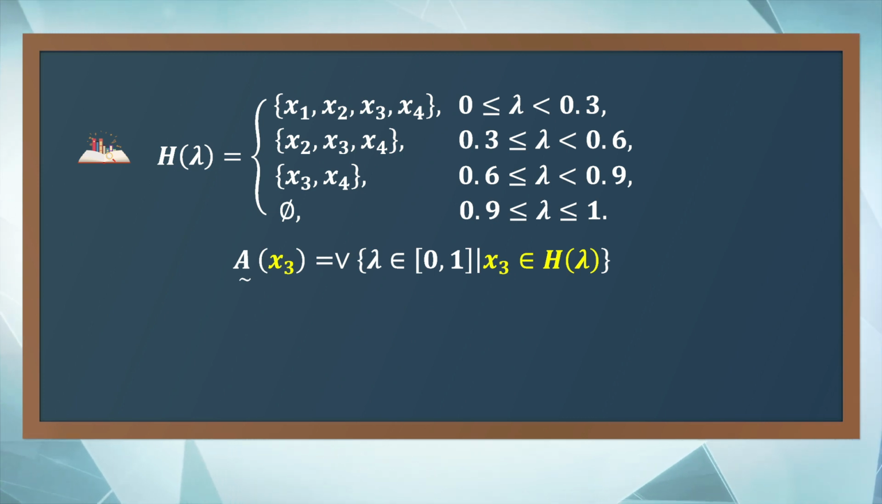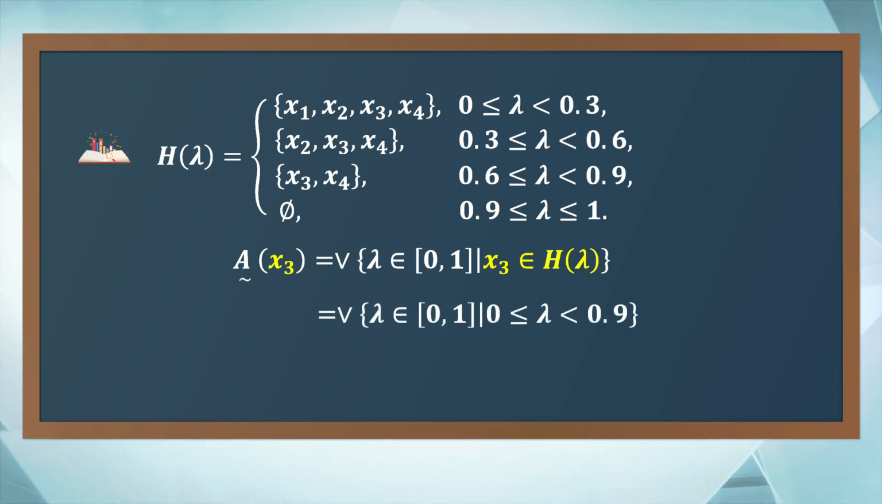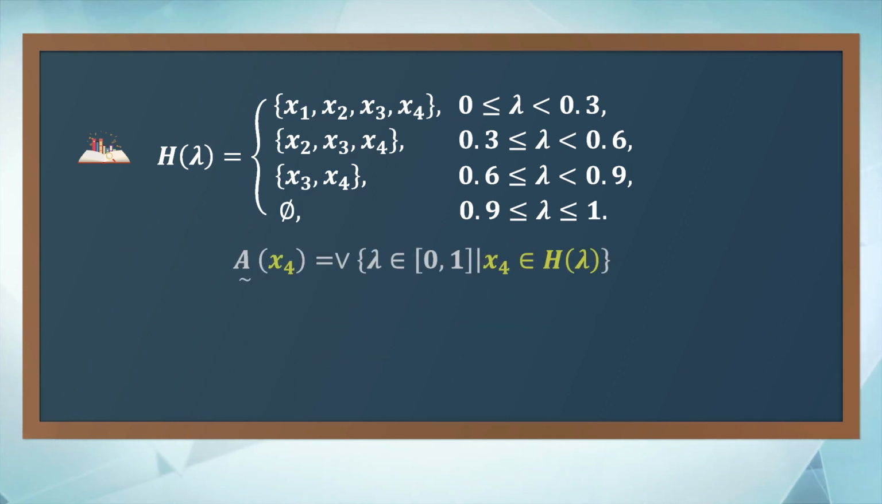The degree of membership of x3 in A is the supremum of lambda such that x3 is in h of lambda. Element x3 is in h of lambda if lambda is less than 0.9. But x3 is not in h of lambda if lambda is greater than or equal to 0.9. The supremum is 0.9. The degree of membership of x4 in A is the supremum of lambda such that x4 is in h of lambda.